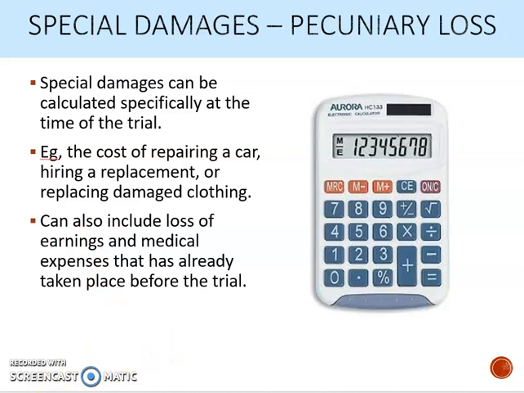Loss of earnings before the trial come under special damages as well. So any wages you've lost up until the trial, they're easy to calculate. Future earnings, 10 years down the line, that's going to be non-pecuniary losses.